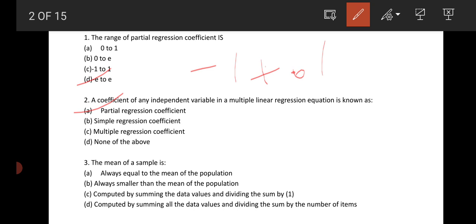Third question, the mean of a sample is. Among the four options, option D: computed by summing all the data values and dividing by the number of items. They are asking about the mean. Mean is equal to the sum of all the observations divided by their frequency.